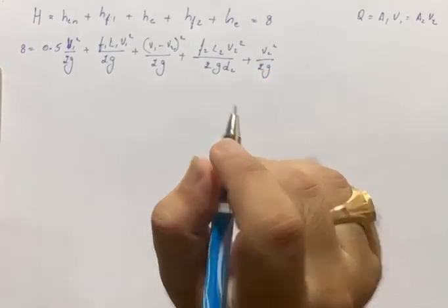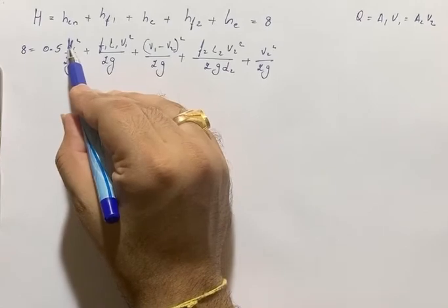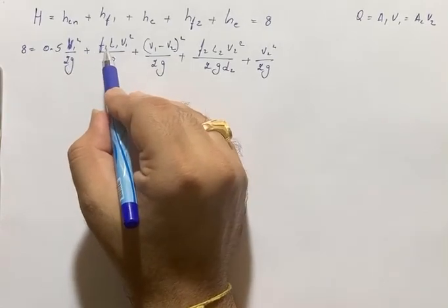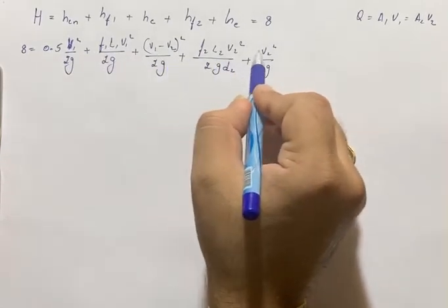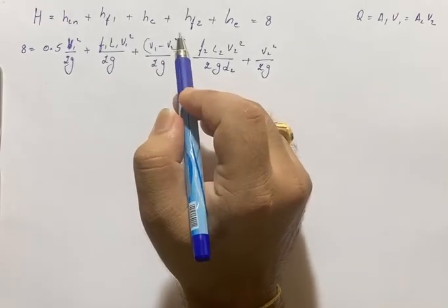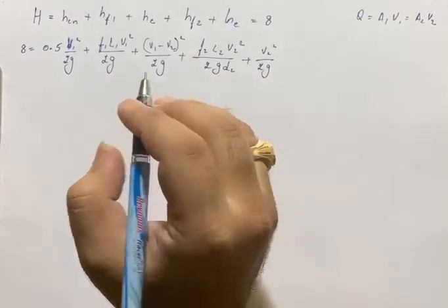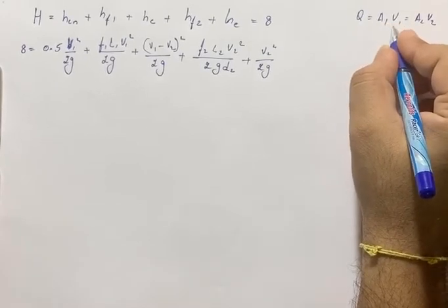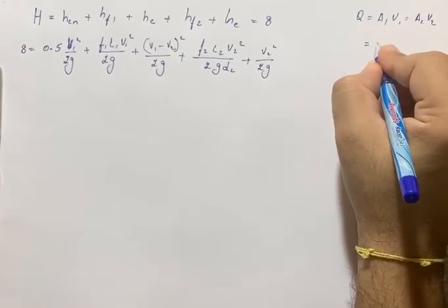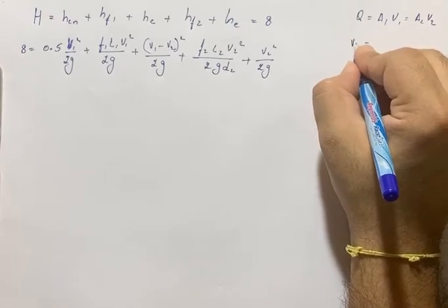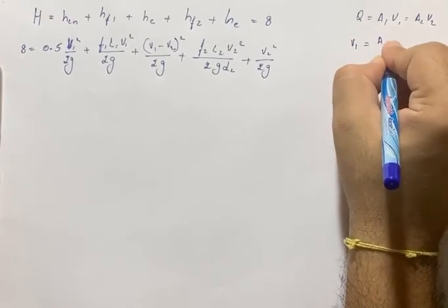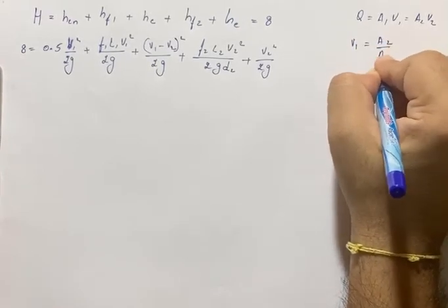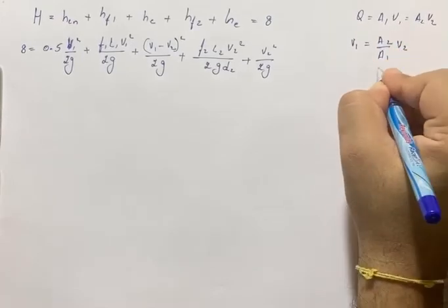Here we don't know V1, we know f, we know L. V1 and V2 are unknown throughout this equation, right. So what I will do here is take the continuity equation, that is Q is equal to A1 V1, which is equal to A2 V2. I will write any one term in terms of the other. Let us take V1 is equal to A2 by A1 into V2, right.